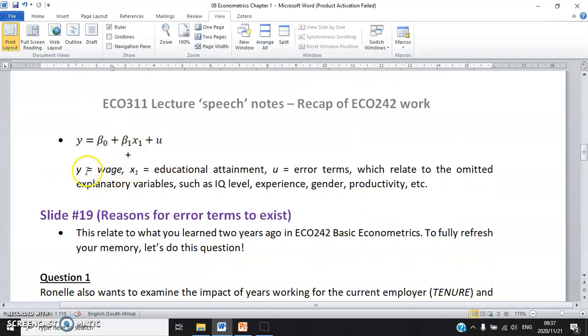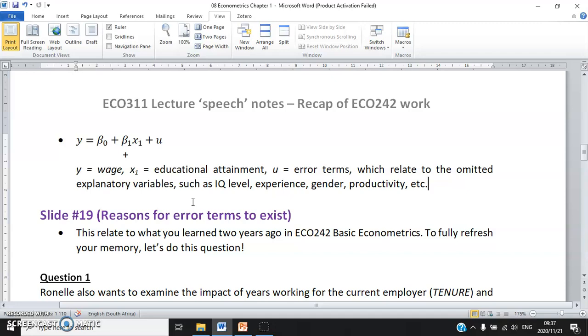This is the next one, which I would use in chapter 2 actually. Wage is a function of educational attainment; currently I run it as a simple bivariate regression. Most likely I commit underfitting, because I don't think educational attainment is the only explanatory variable that would explain variation in wage. So the error term includes other omitted explanatory variables such as IQ level, experience, gender, productivity, etc. Next chapter we would focus a lot more on the error terms.